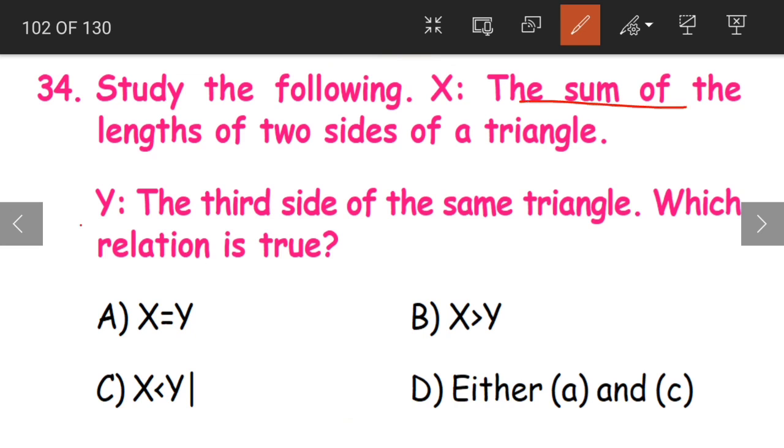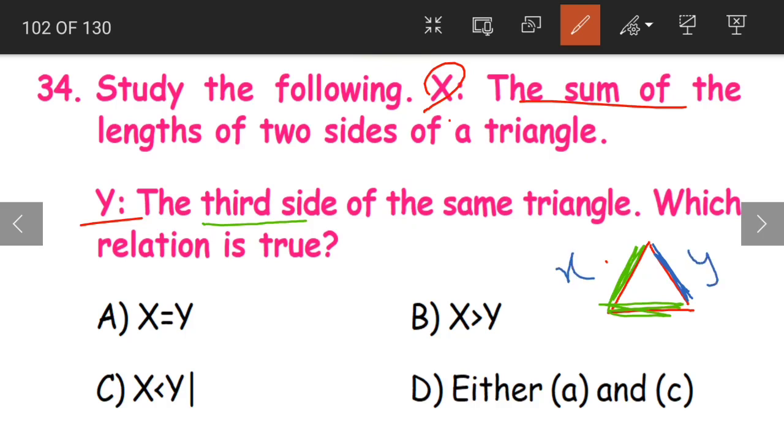X is the sum of the lengths of 2 sides of a triangle, and y is the third side of the same triangle. Now which relation is true? Now which relation is true, children? See, what is this? What is x? Suppose we are having a triangle with 3 sides. Yes or no? So x is nothing but the sum of 2 sides, like for example these two. And what is y? Y is nothing but the length of the third side. Now from this, what is the relation, children? X is green, y is blue.